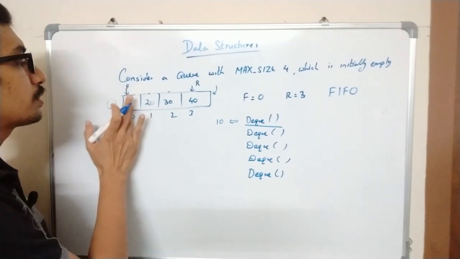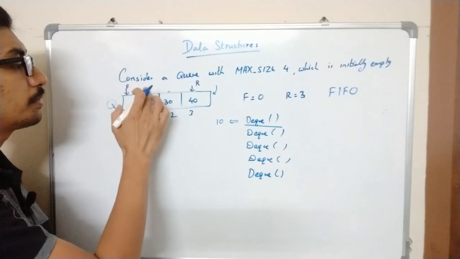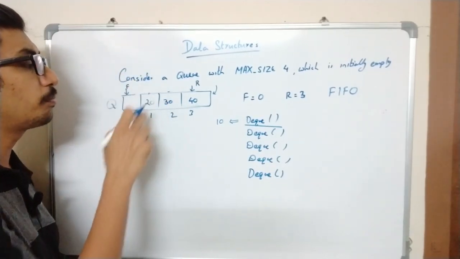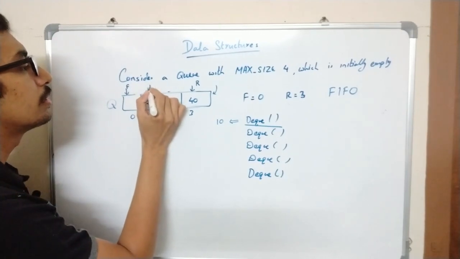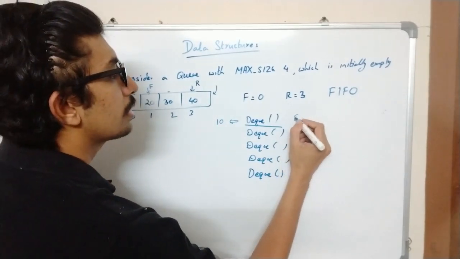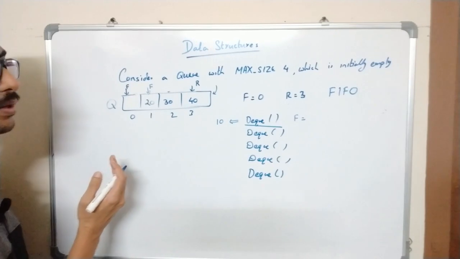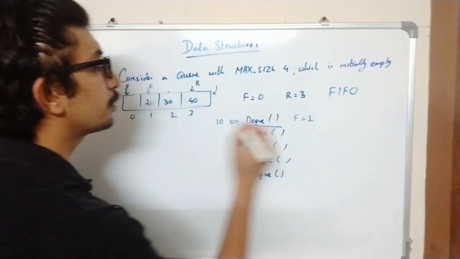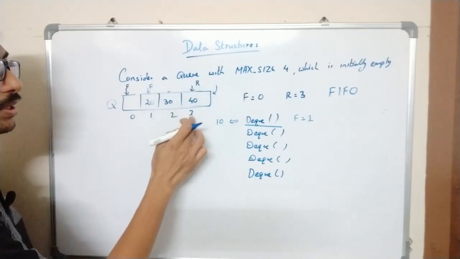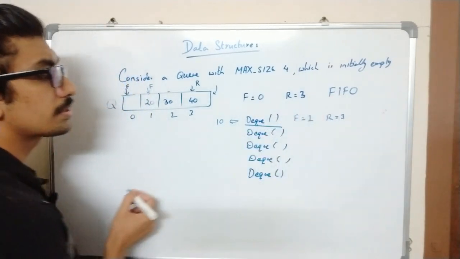So once 10 has been processed, the next element to be deleted should be 20, which means the front pointer should now be pointing to 20. Whenever a deletion is happening, front will be incremented by 1. So front will move to 1. And what about the rear? Rear is still pointing at 40, which is at position 3. So rear will remain the same.